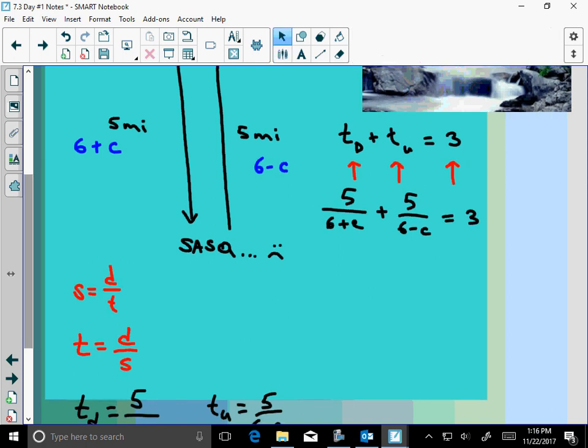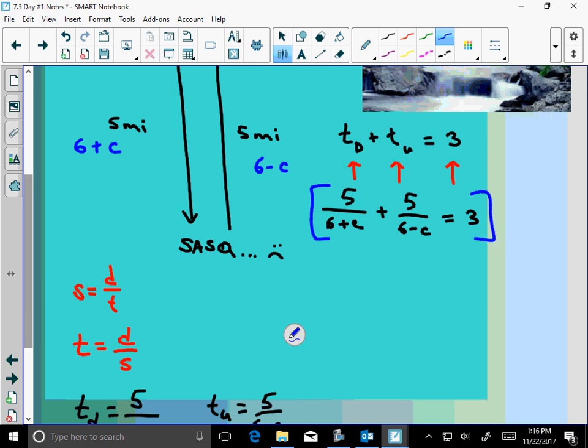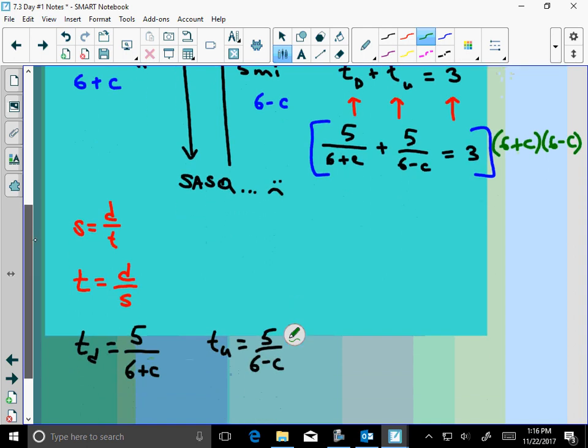Now, in the last problem, we talked about demolishing some hot dogs by clearing the denominator. How would I clear this denominator? What's in the denominator? 6 plus C and 6 minus C. If you thought the quadratic formula was going to go away, you'd be wrong. If I multiply by this term, the 6 plus C will disappear, and I'll get 5 times 6 minus C. If I multiply by this term, I get 5 times 6 plus C. And if I multiply 3 by that, I get 3 times the product.